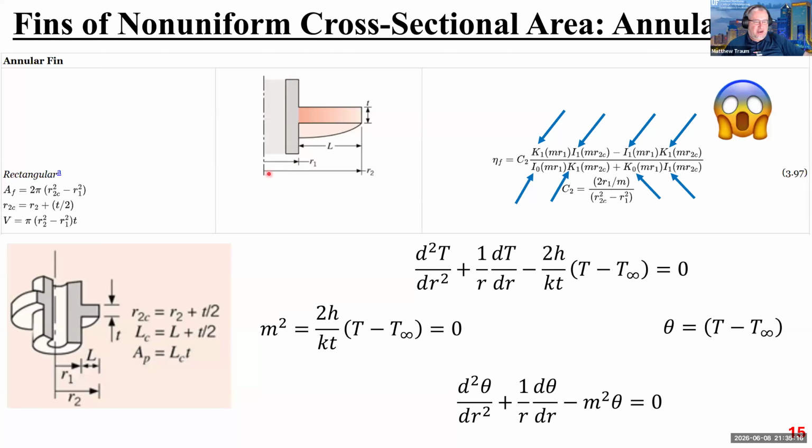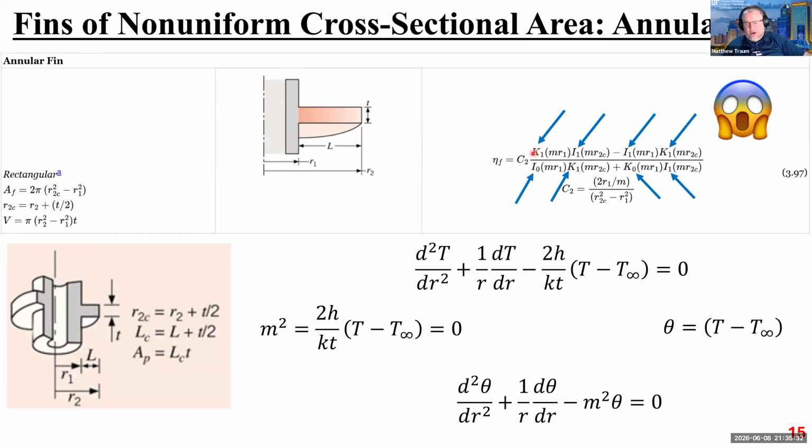Right here's the center line. Here's the hollow portion of the tube. Here's the solid portion of the tube, and then here's the collar that gets attached to the tube and the relevant dimensions. Oh dear Lord. Here's the efficiency, and it has all these weird variables, right?